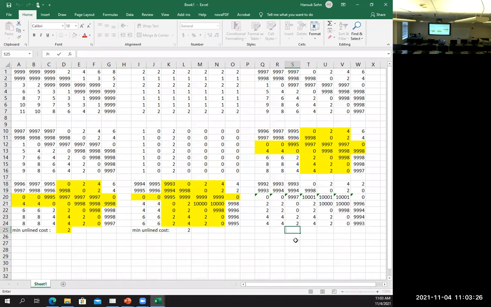Now, how many lines do we need to cover every zero? We lay them over the matrix: row 1, 2, 3, 4, 5, and 6. So we do need 6 lines. That's right. We don't need 7 lines to cover every zero.